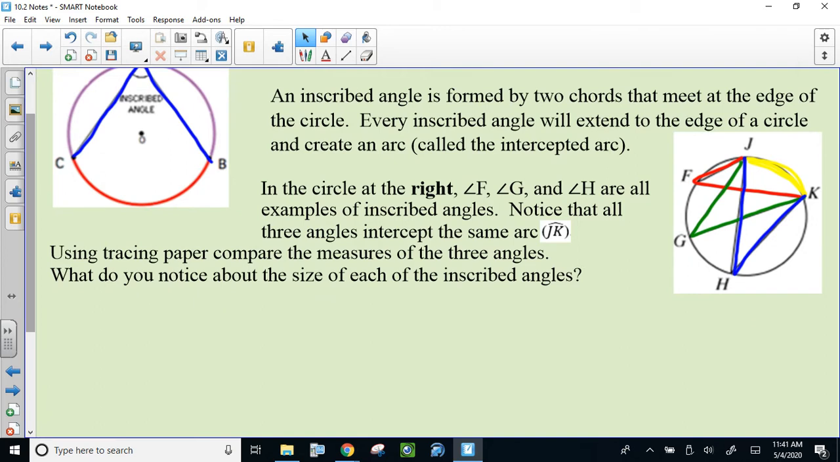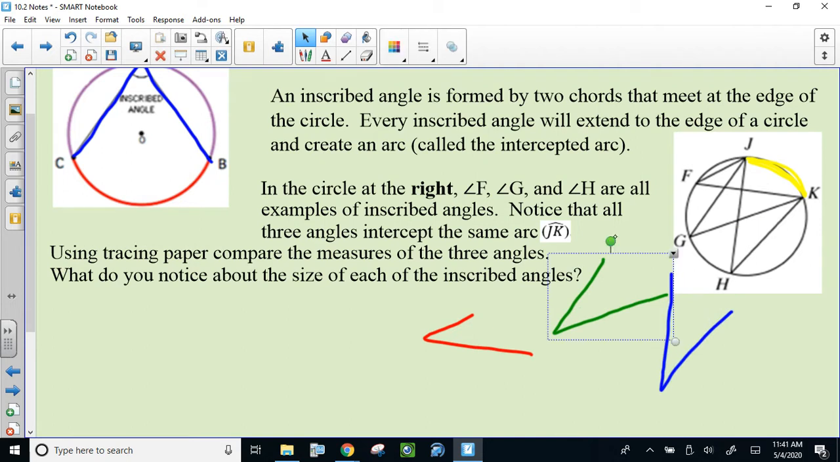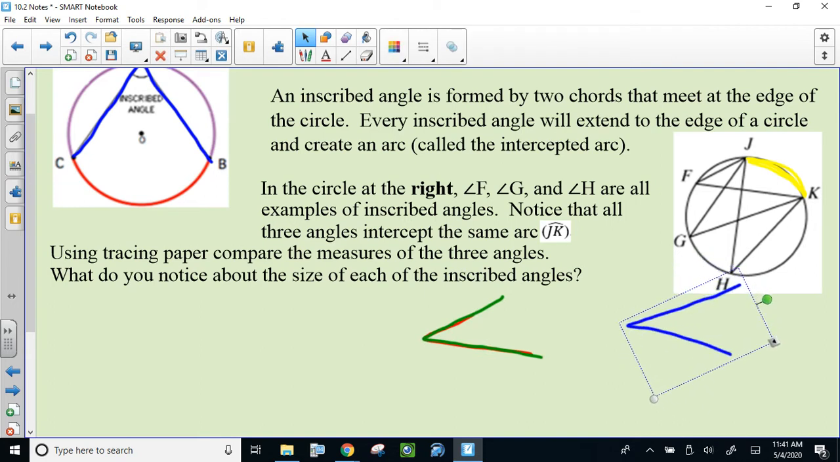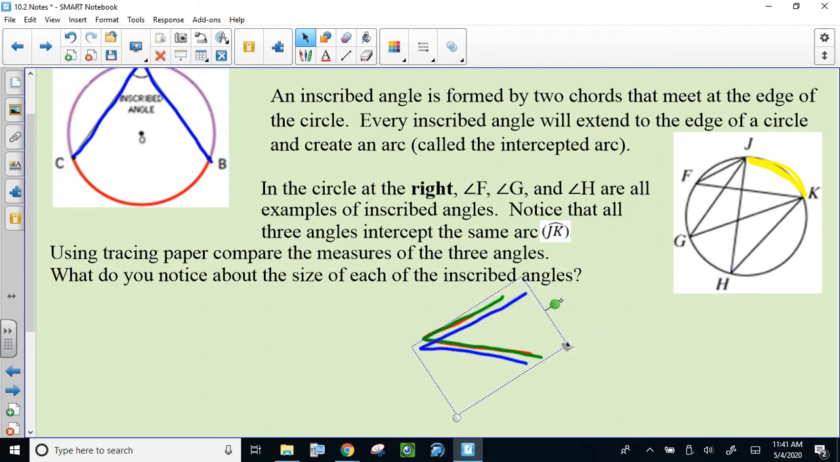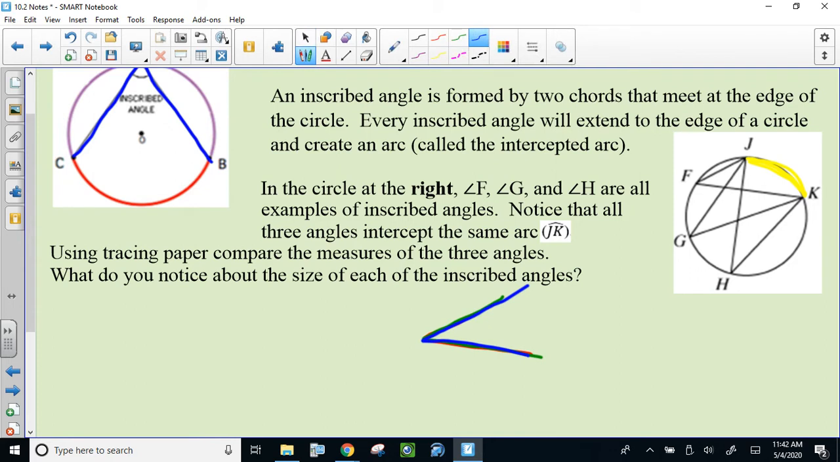So what could we determine about the size of each of these angles? Well, if I take these out, and if I rotate them, I could look and see that, sure enough, they are all the same. And let me rotate that just a little bit. Boom. So notice that they all overlap, and they are all the same size. So what do we notice about each of the inscribed angles? They are the same size. Okay. So since they all intercept the same arc, they must also have the same value.